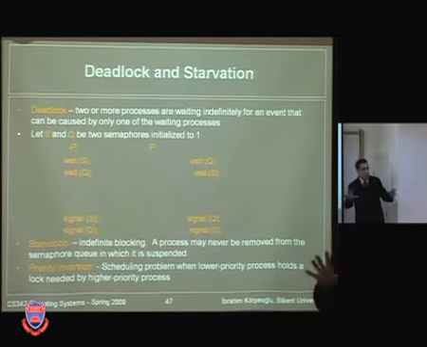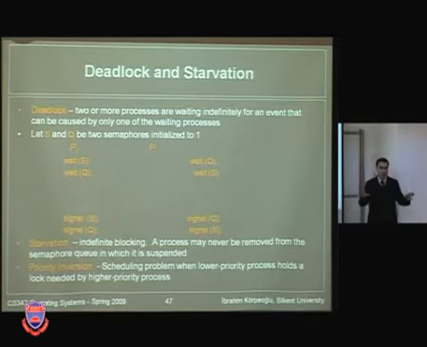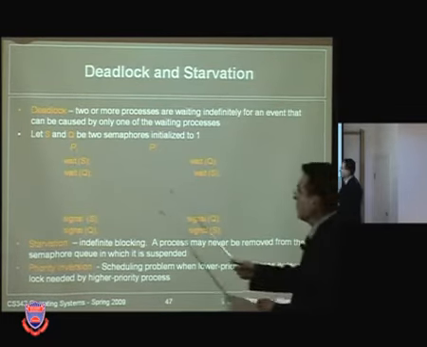So you have two or more processes. Each is waiting for something that can only be caused by the waiting processes. Hence, that event will not be issued, okay? That event will not happen. So those processes will wait forever, okay? So this is the deadlock situation. We can have deadlocks in the system if we use semaphores in an incorrect way or in a different way and so on. So let's look at an example here.